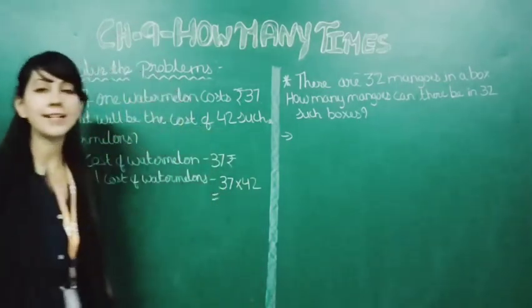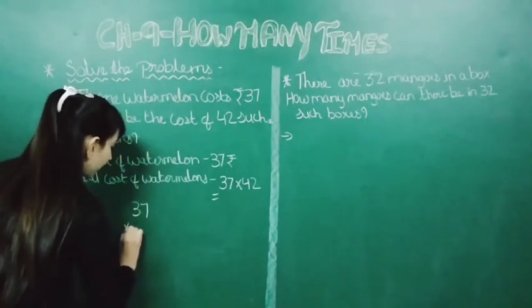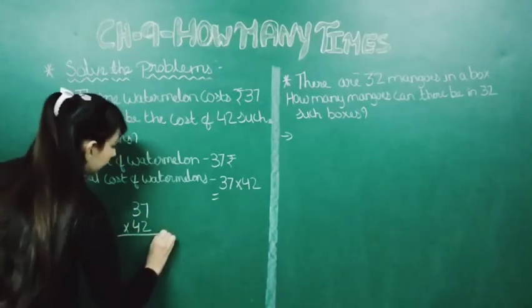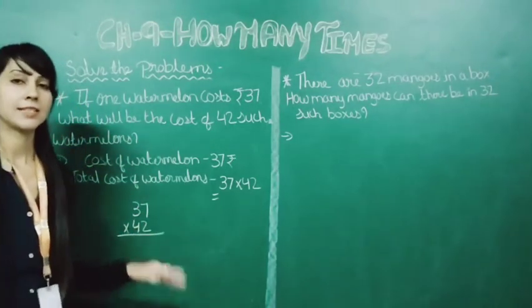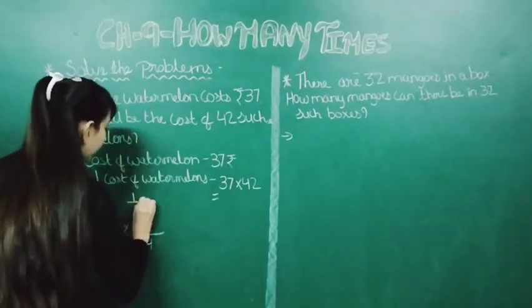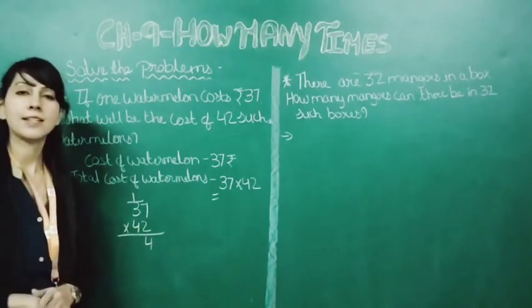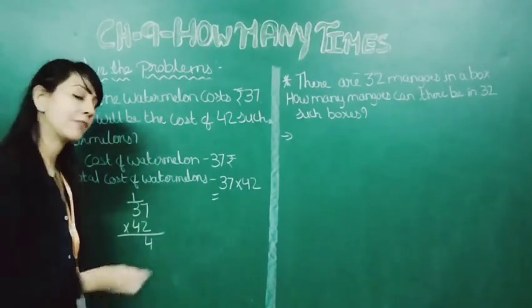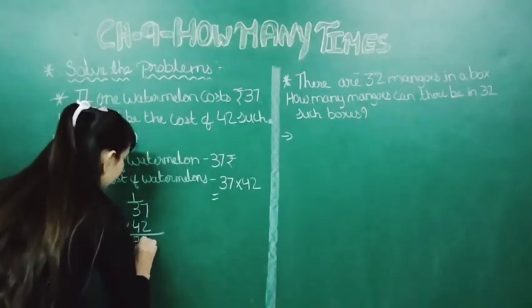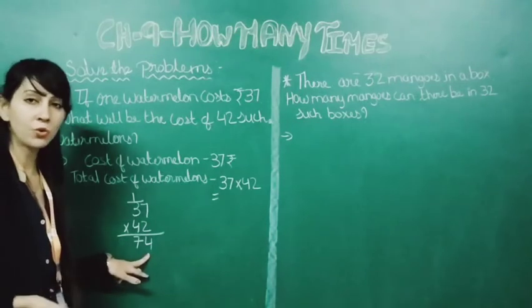Okay. Now let's find out. 37 into 42. Now 2 sevens are, yes, 14. So here we will write 4. Here we will carry 1. Now we will see cross multiplication. 2 threes are 6. 6 plus 1 is 7. So we got our first partial product 74.